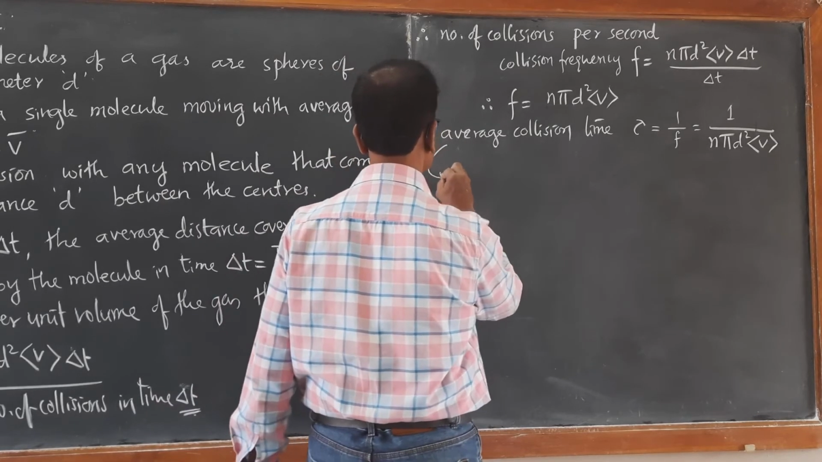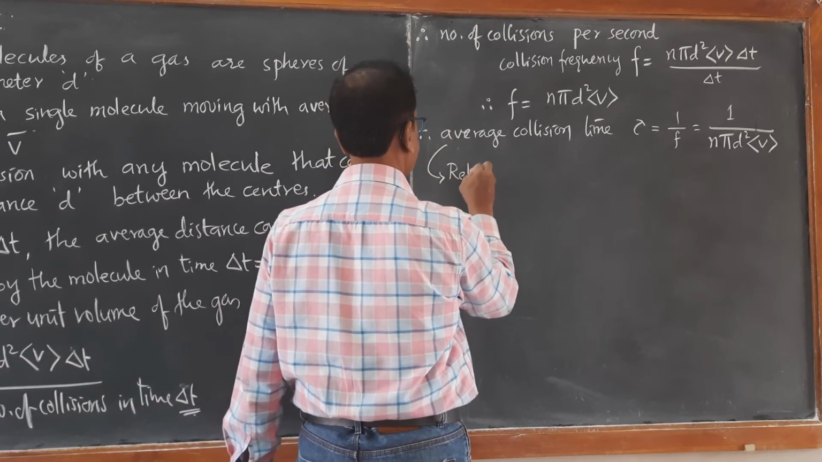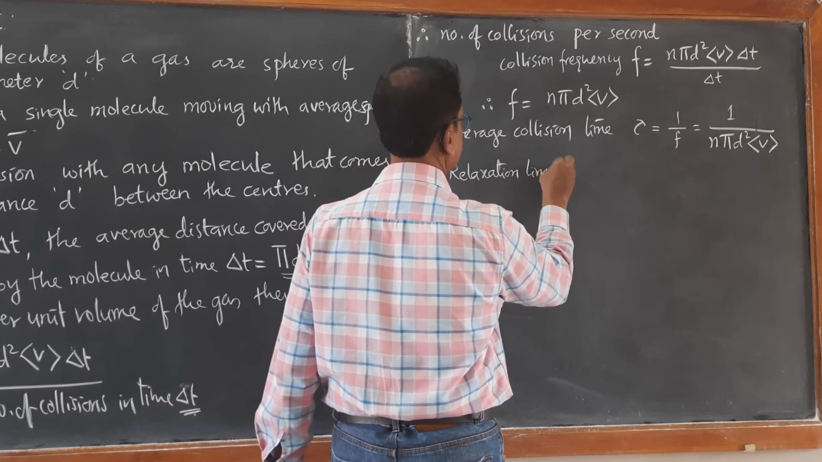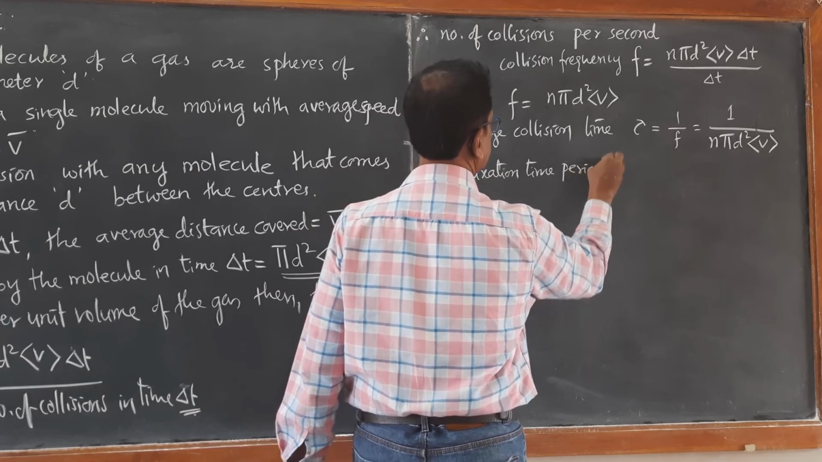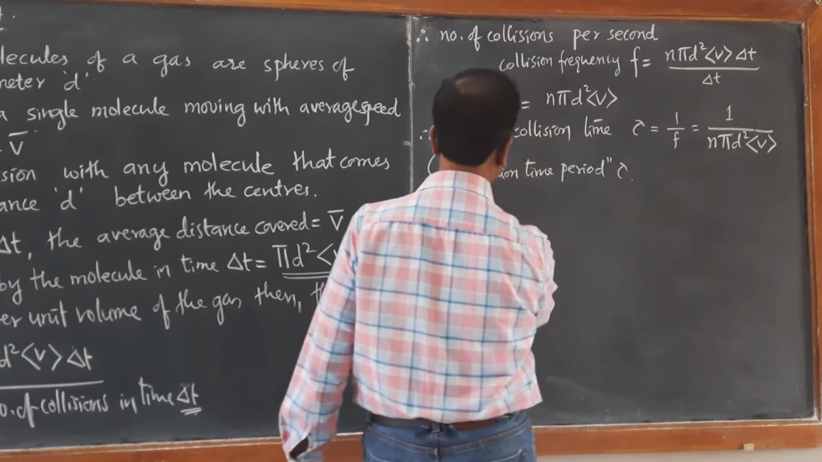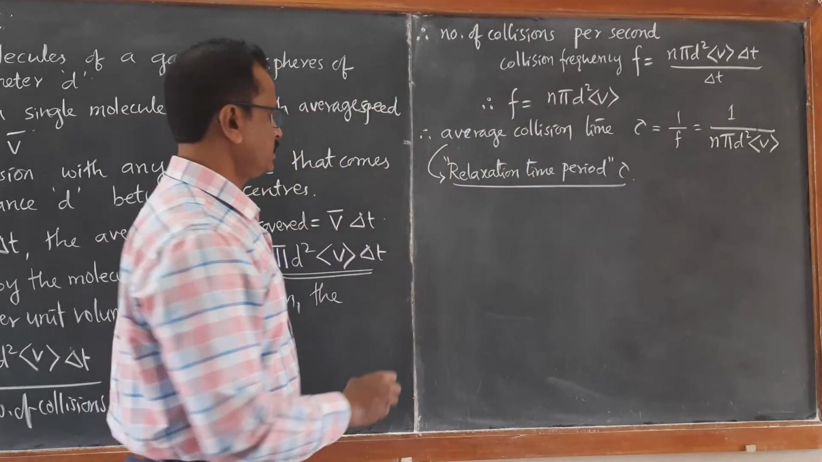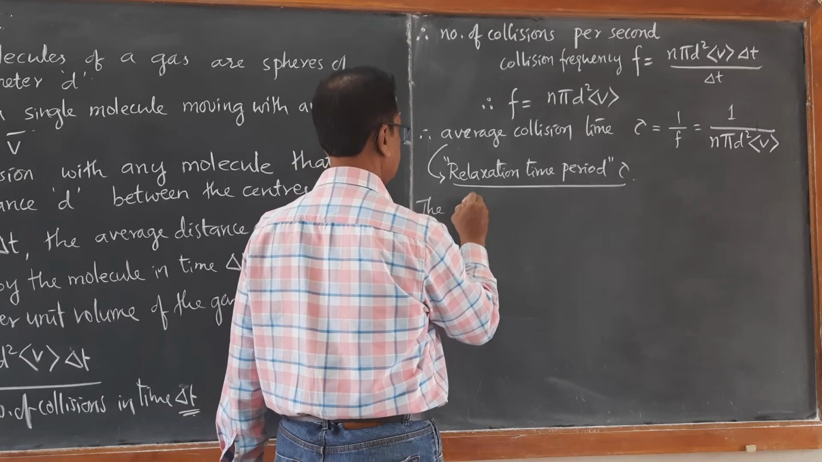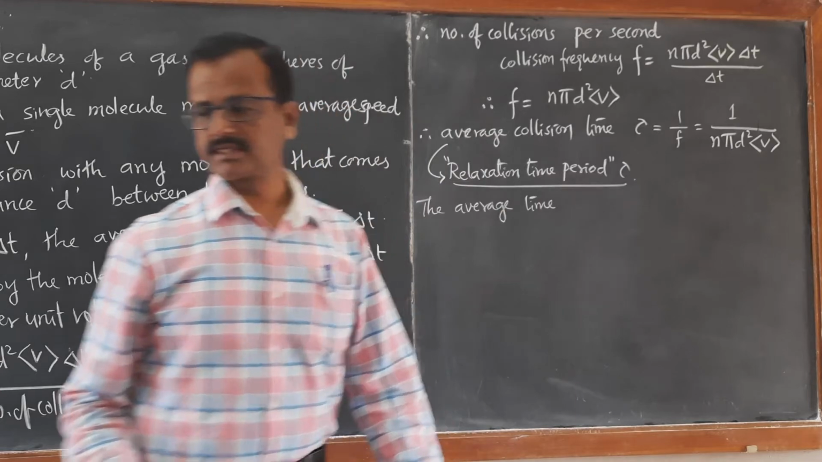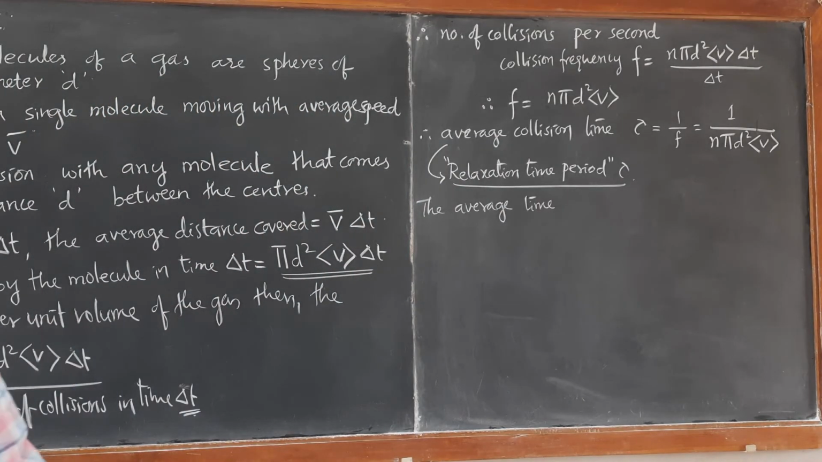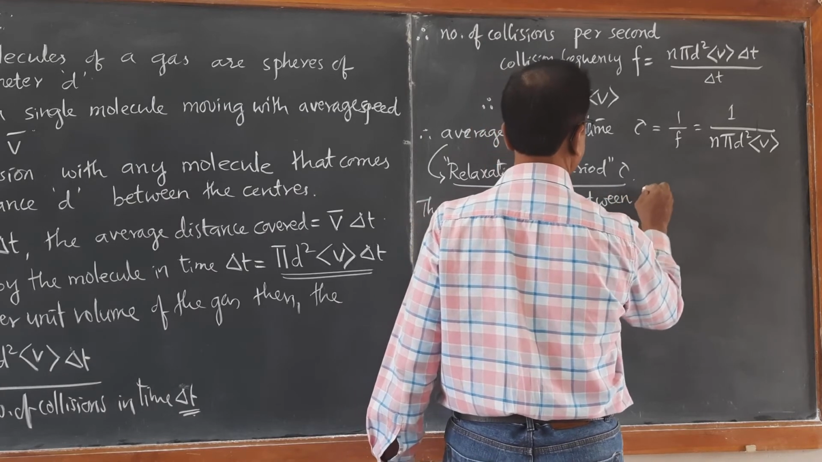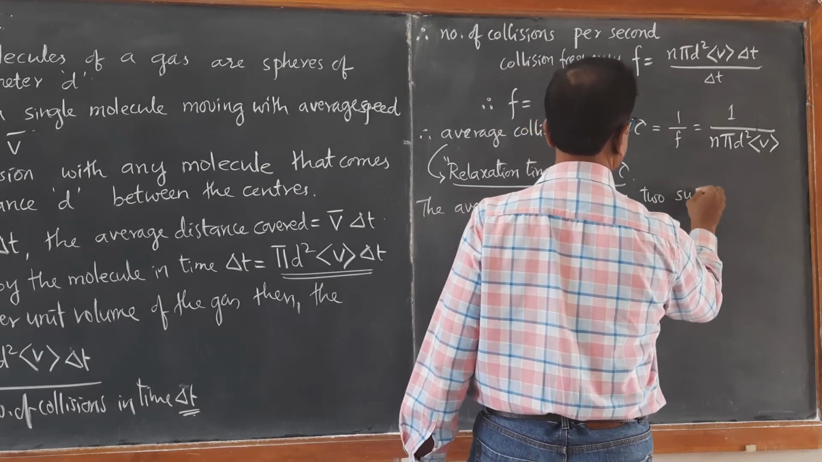Average collision time is also called relaxation time. Relaxation time period tau is another word for it. It is defined as the average time between two successive collisions.